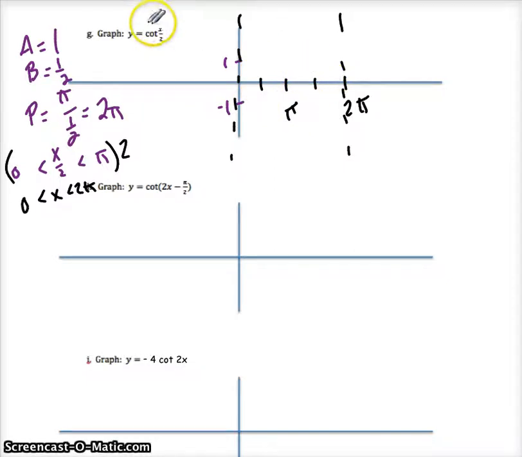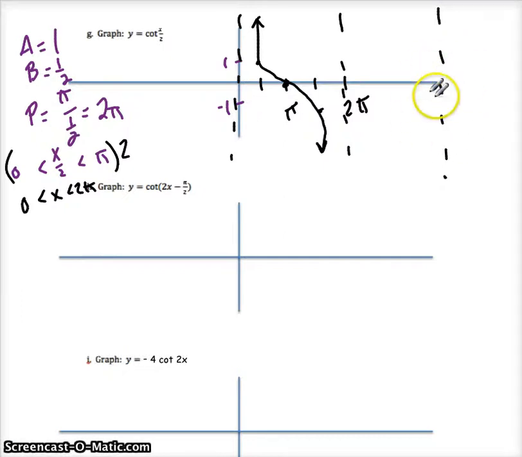Recall that cotangent rises to the left, so at our quarter mark we will be at positive a, then the x-axis, then negative a. And there's our cotangent.